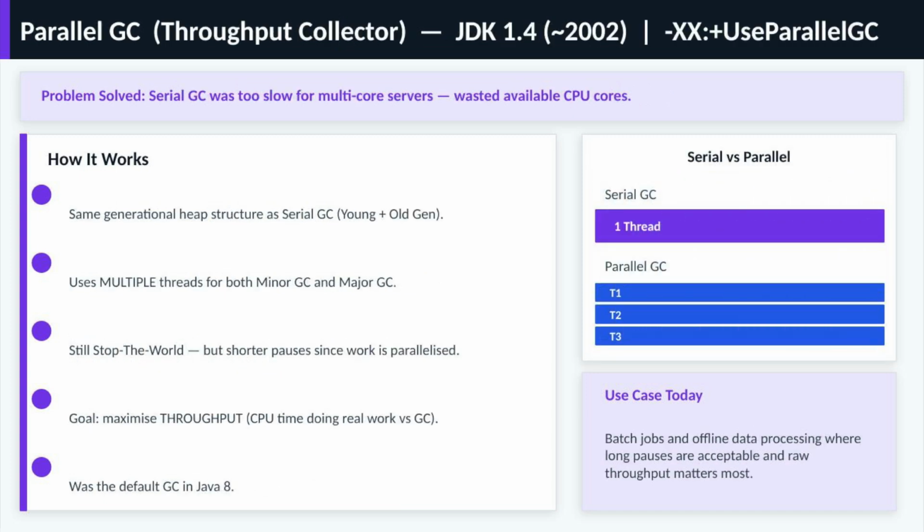Let's see about parallel GC. Instead of one cleaner, imagine 10 cleaners cleaning simultaneously. Parallel GC solved the biggest weakness of serial GC. It uses multiple threads for garbage collection. The application still pauses during GC, but cleanup finishes much faster. Its primary goal is throughput. In other words, maximize the amount of useful work done by the application. Parallel GC was the default collector in Java 8.